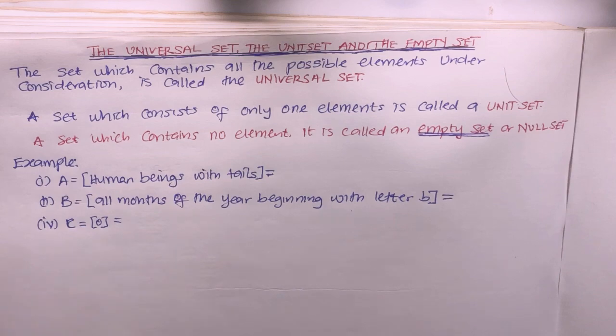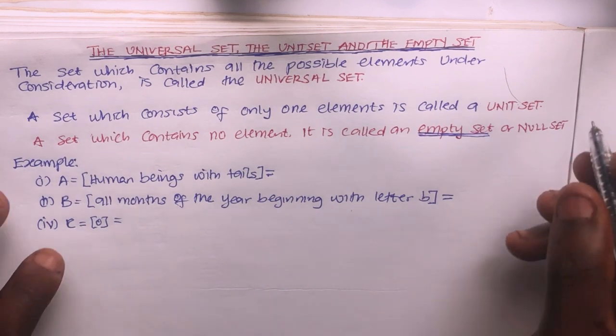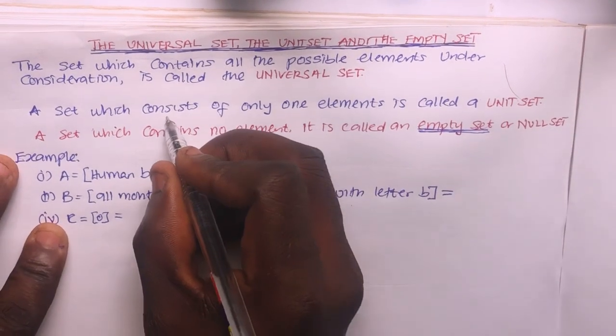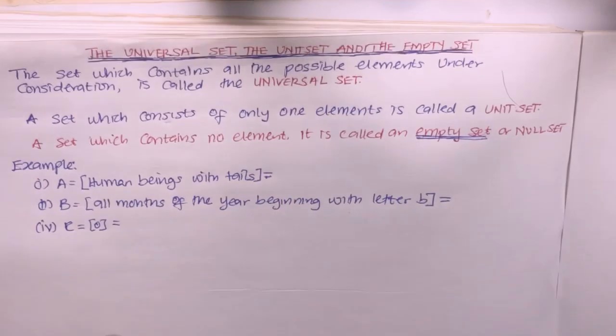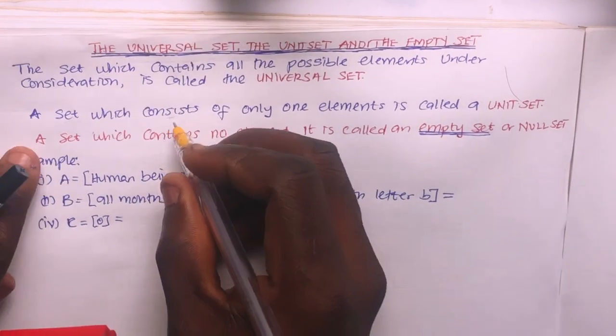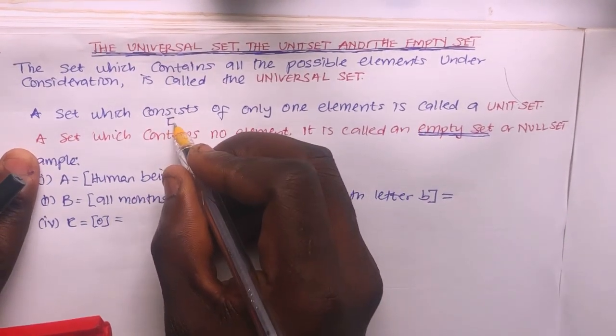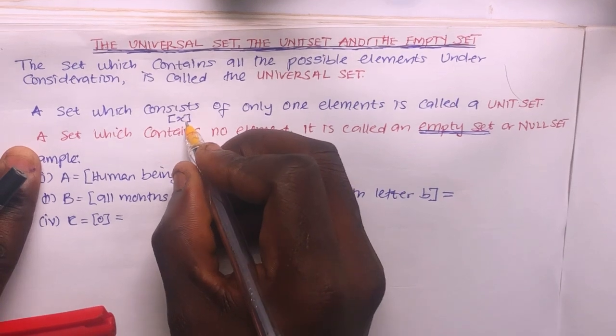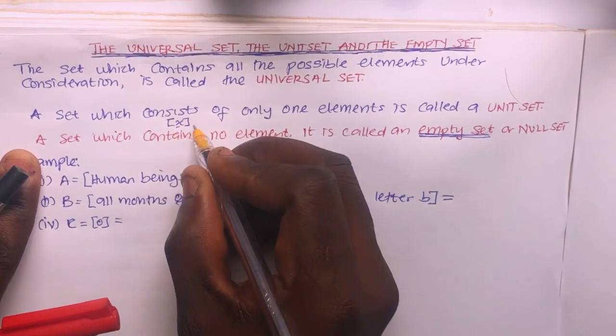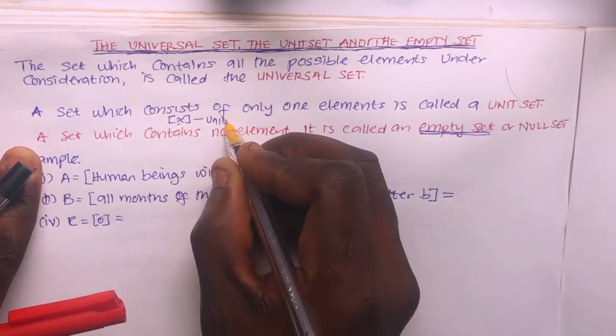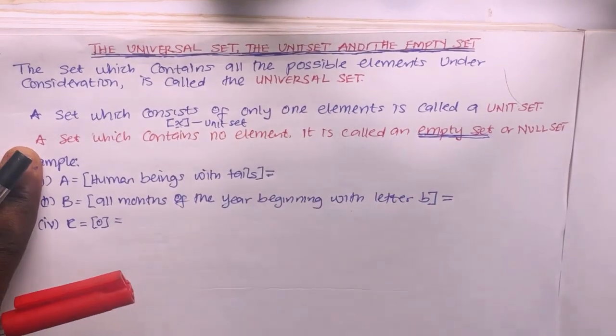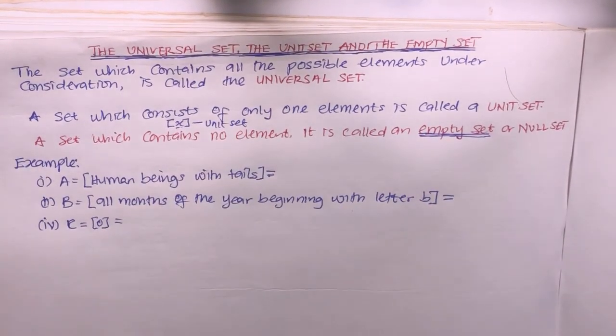Now moving to the second statement. A set which consists of only one element is called a unit set. A unit set is normally denoted as what? Let's say you have something like this, with x inside the braces. This refers to a unit set because inside it you have just a single element.